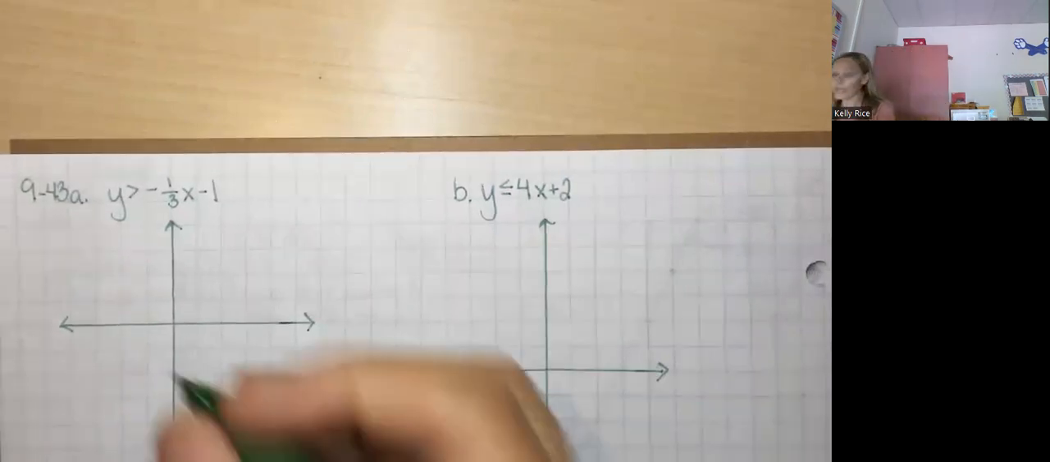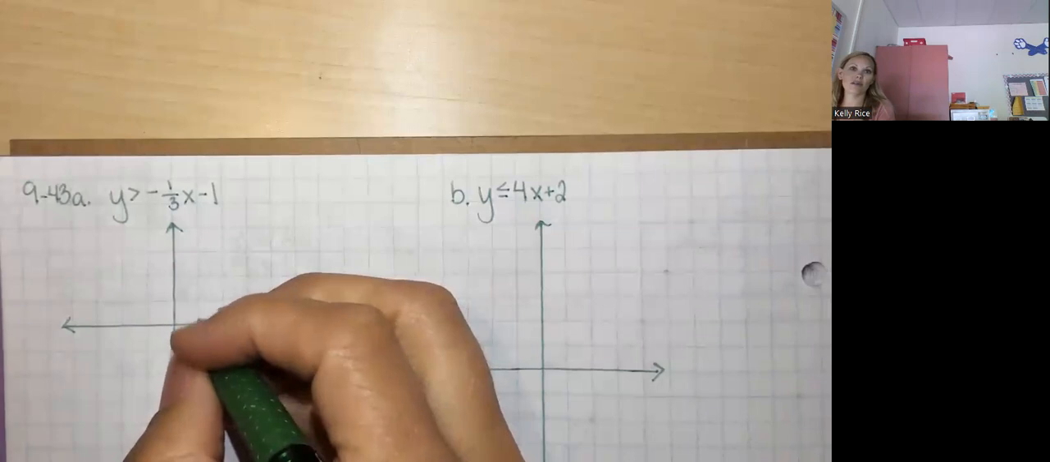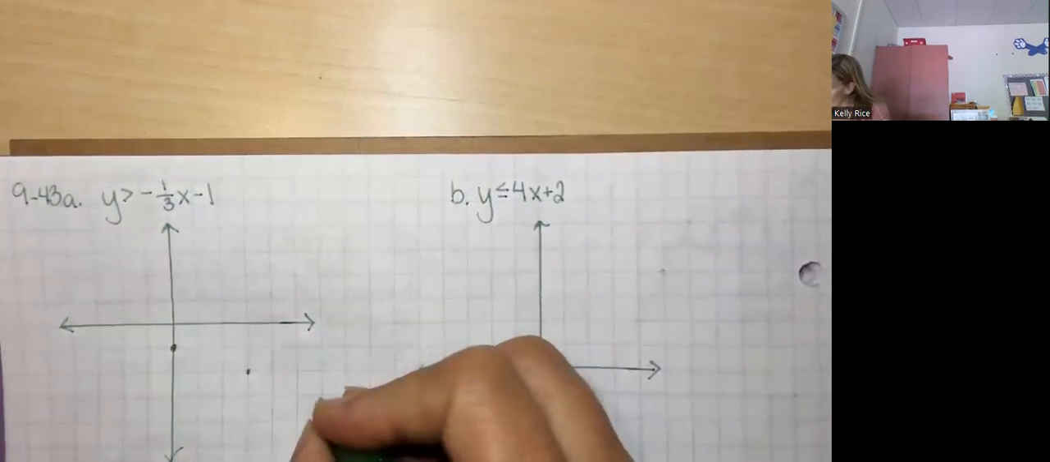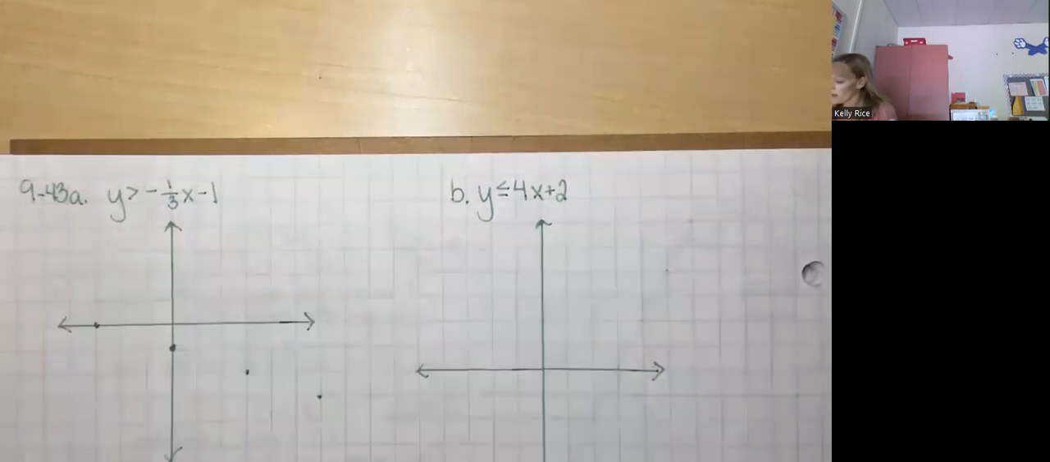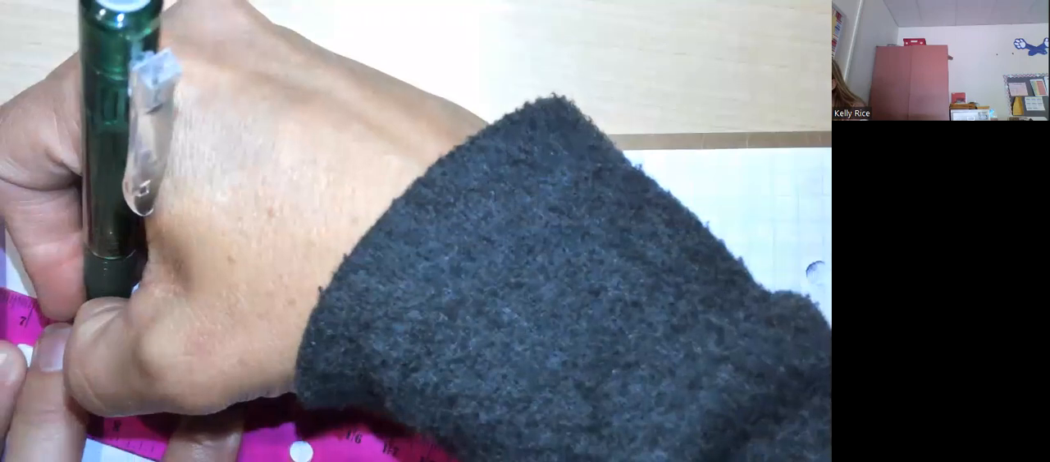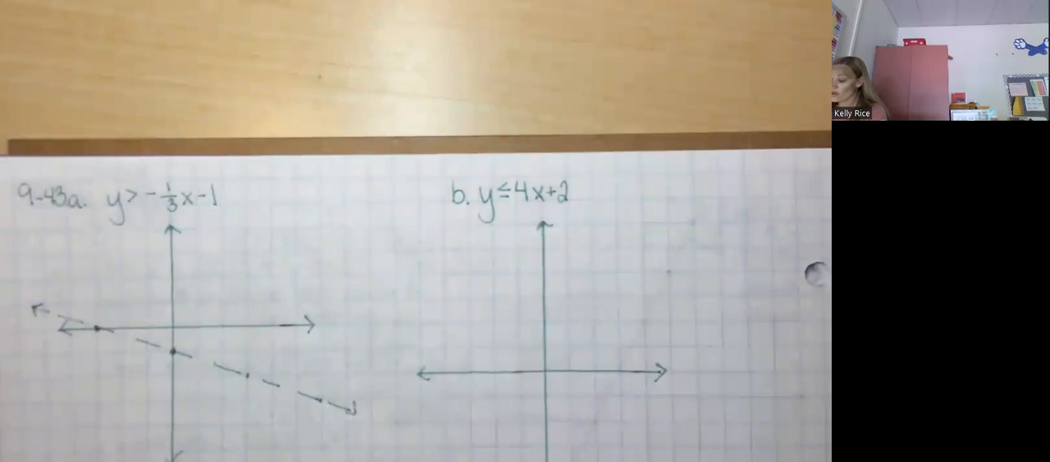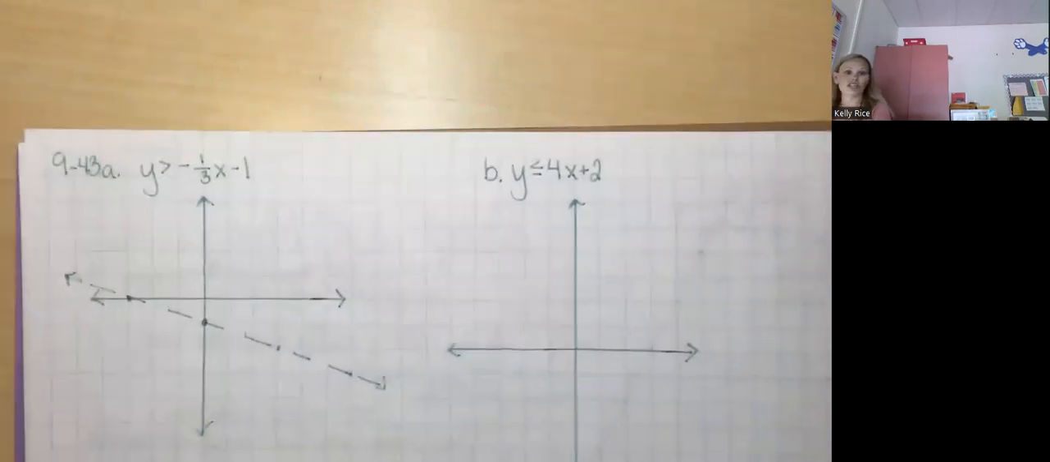Here on A, negative 1 is your y-intercept, down 1, right 3, or up 1, left 3. Is this solid or dashed? A is dashed because it doesn't have or equal to. And what does that mean again? The points on the line are not a solution.